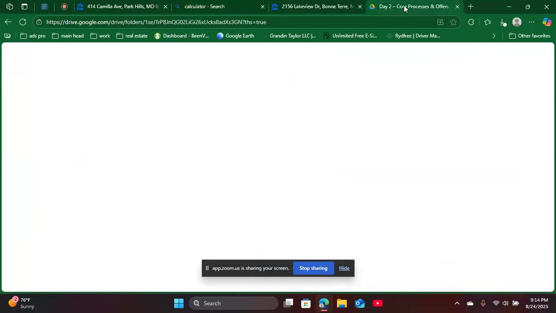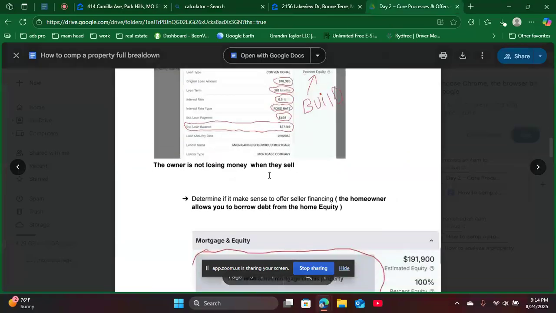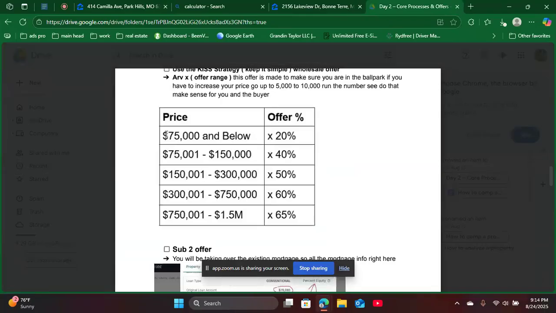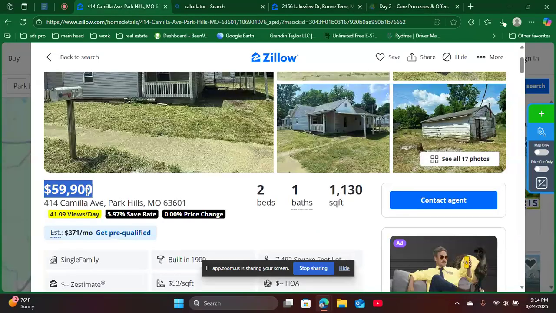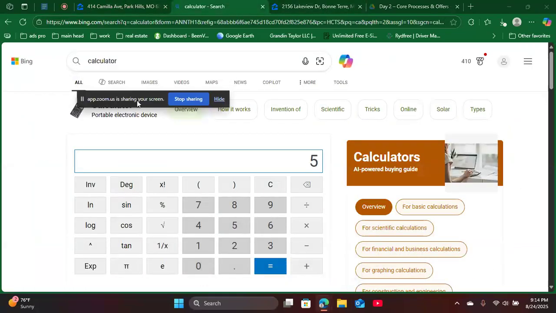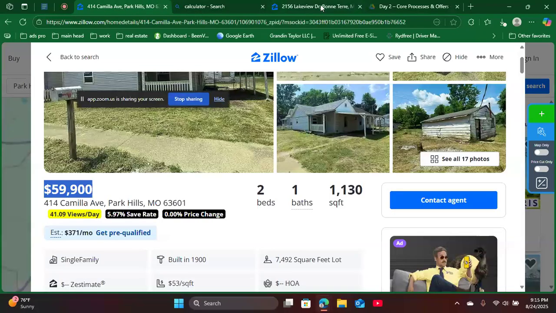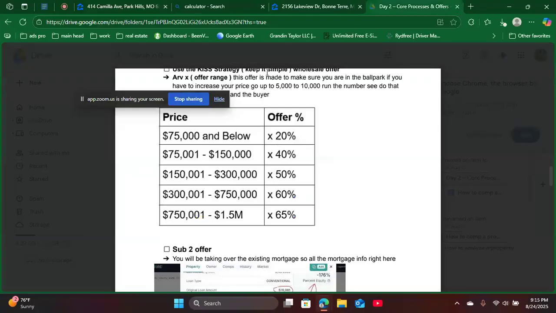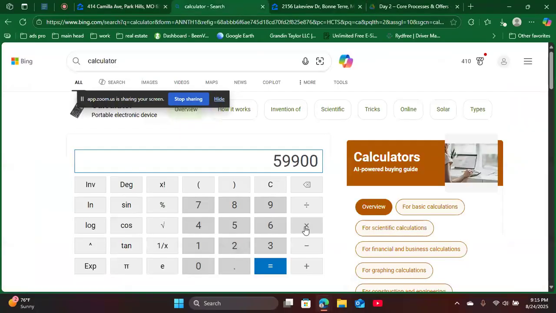This is my partner's way of comping. So the purchase price, excuse me, you take the purchase price, and this is what you do. So it's 59,900. So we'll put that in here. 59,900. Okay, there we go. So we would go right here and say times 20%. So we would put that there.